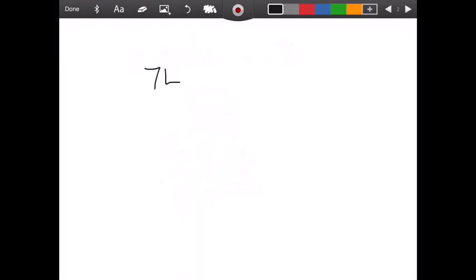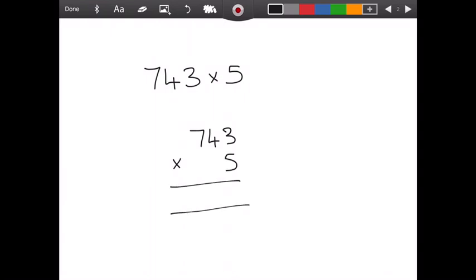Have a go at this next one yourself just to check that you're confident with this method before we move on to 2-digit multiplication. 743 times 5. Set your calculation out and then pause the video. Okay, let's check our answers.